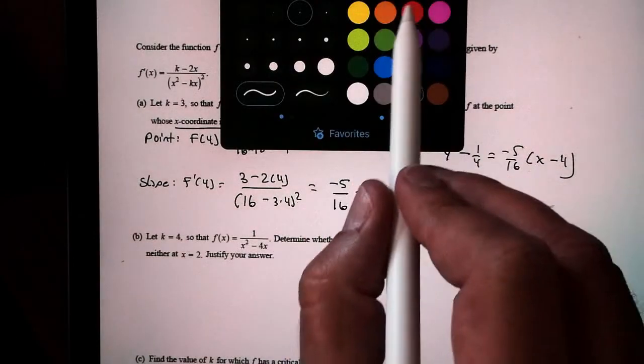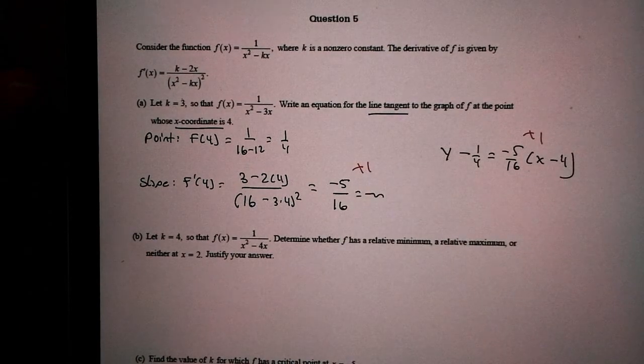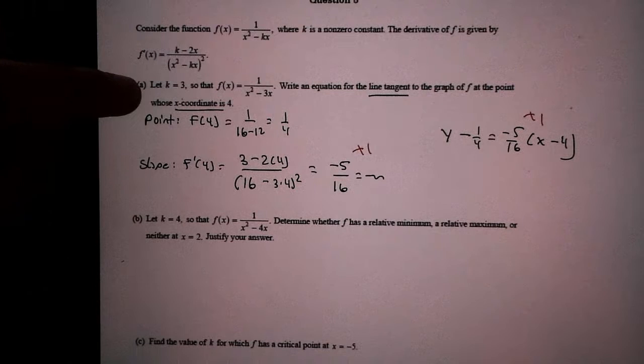Pretty easy to do. Very straightforward. You're going to get a point for your slope and a point for your tangent line. 2 points very quickly. All right.